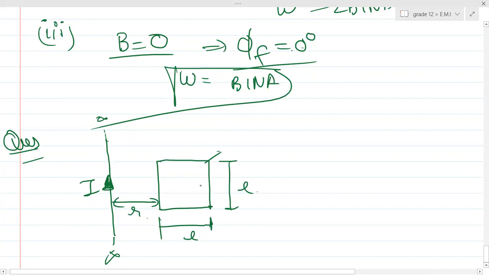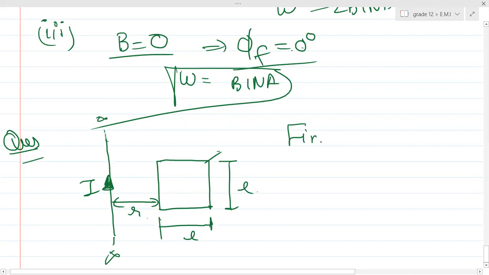L square, right? Now, my question is, let's say initially this... No, let's do this first, then afterwards we'll do the next question. So suppose this is the area.